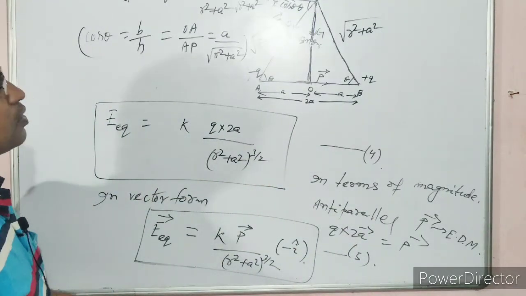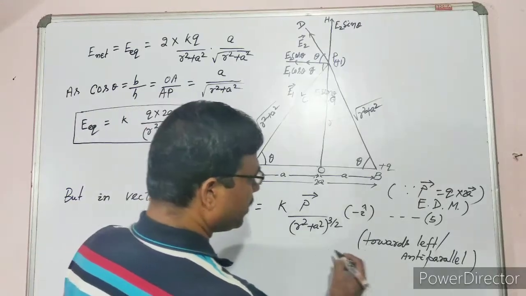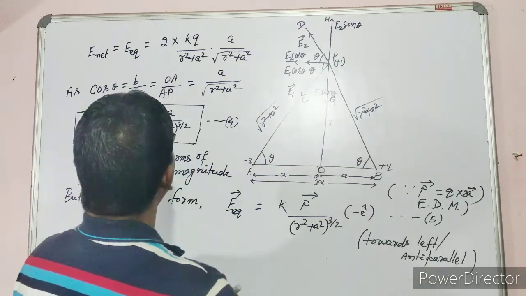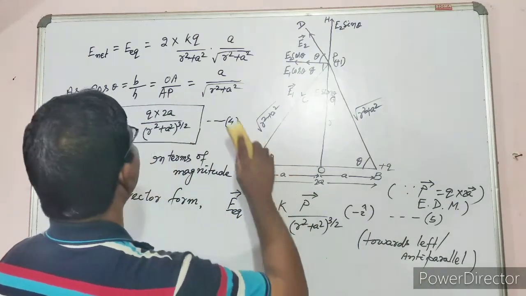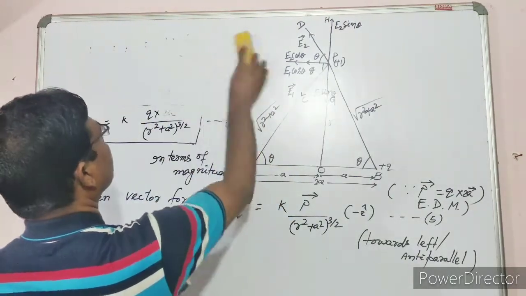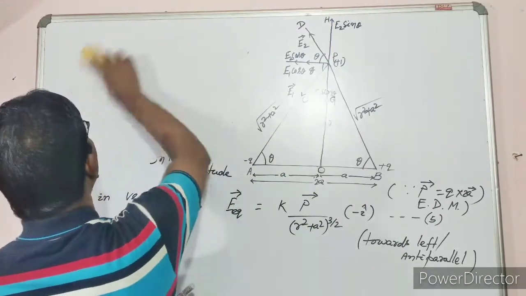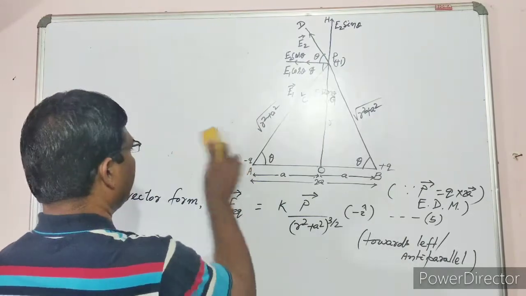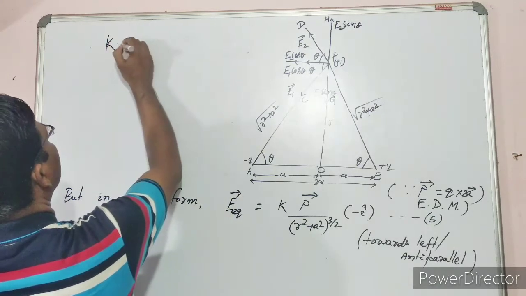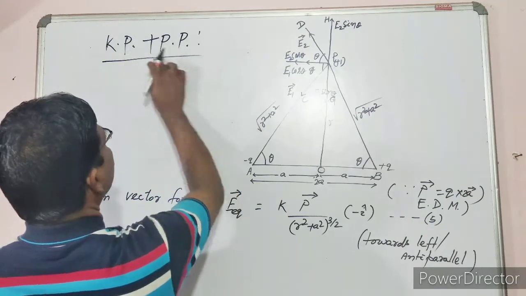Okay, so now the question is KP plus PP. Can I erase, students? Due to lack of space, I am erasing. What is the meaning of KP plus PP? Try to understand: KP plus PP means knowledge plus power plus.